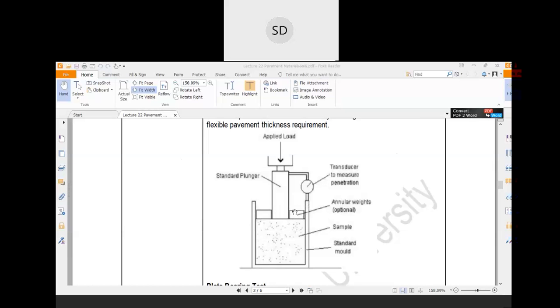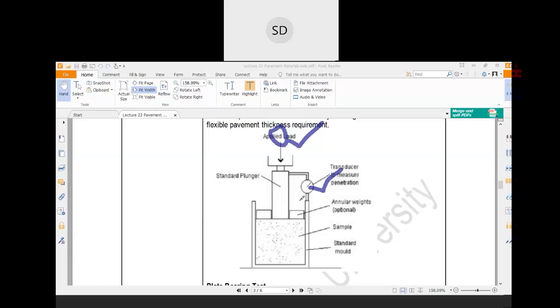Now there would be two dial gauges attached to the instrument. This is one dial gauge, and there another dial gauge would be placed. The function of these two dial gauges is, this dial gauge is required to take the reading of the load, and this dial gauge is required to take the readings of the deflections. As the load increases there will be some deflection or settlement in the soil sample. So this dial gauge is required to take note of the settlement.